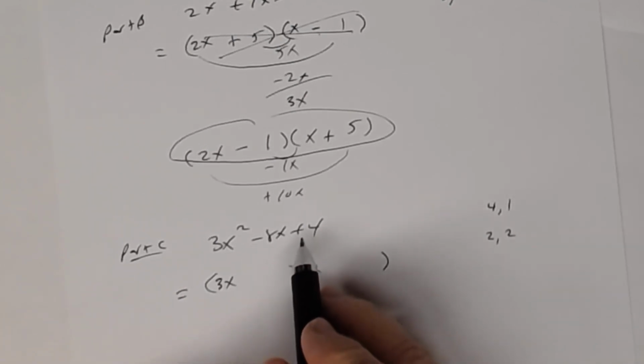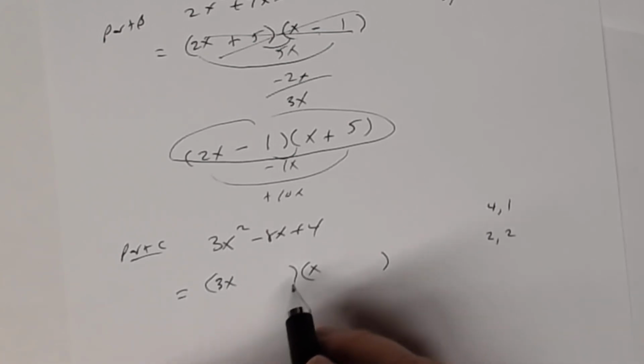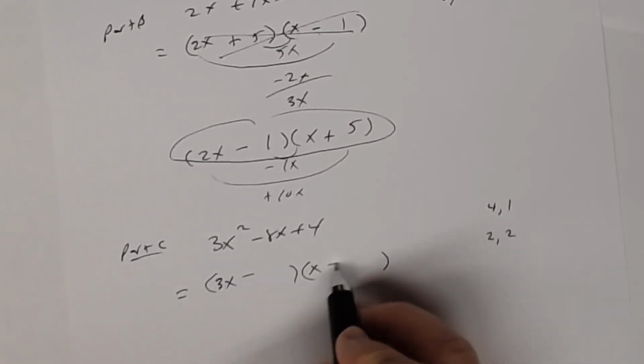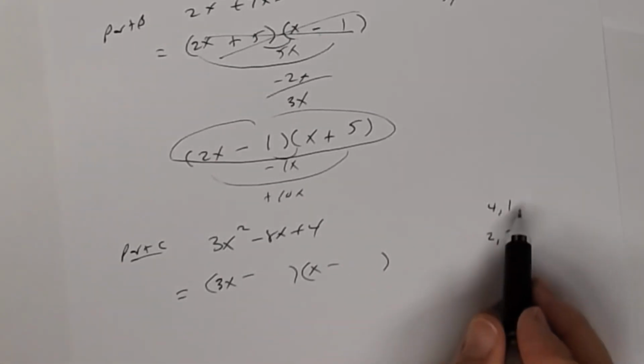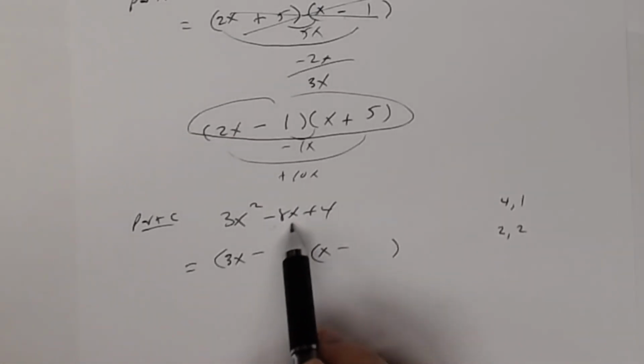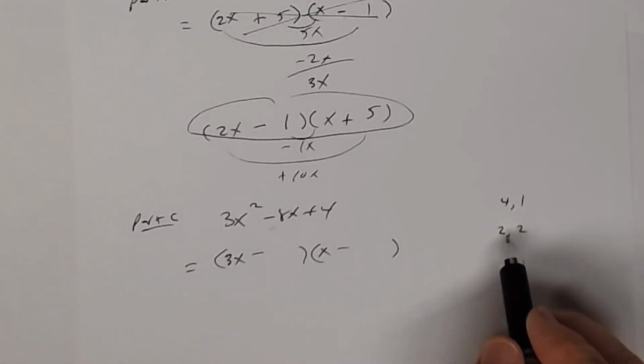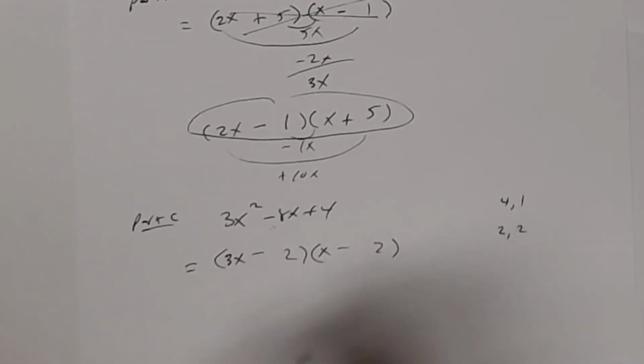But look also what happens. You see that last sign's positive, so that means these signs in here are the same, right? So they're both that middle sign, so they're both negative. All right, now let's talk about 4 and 1, 2 and 2. Let's see which one's going to work. Now remember, you want that middle term to be a negative 8x. So what I would do here is I would try the 2 and 2 first. So I'm going to put 2 here, and see what happens.